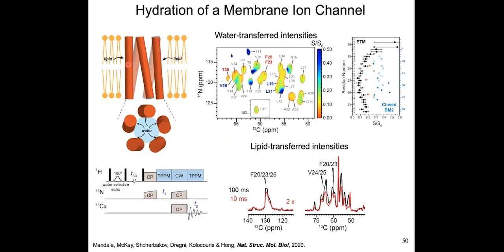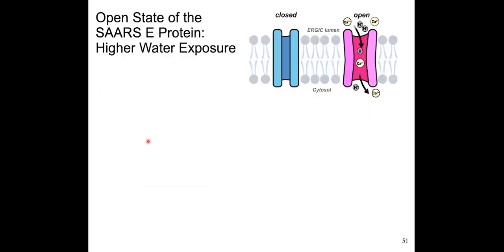We can apply the same concept to membrane systems, membrane proteins, alpha helical bundles that make ion channels. And we have studied the SARS-CoV-2 envelope protein for a few years now. And you can see that when we do this water transfer to 2D nitrogen carbon correlation experiment, we have a lot of sites that are pretty dry, but then a few spots are relatively wet. And so that gives you a sense of which residues are water facing.